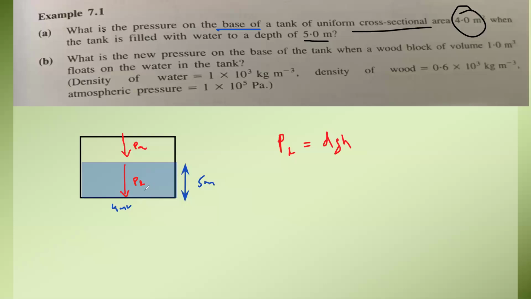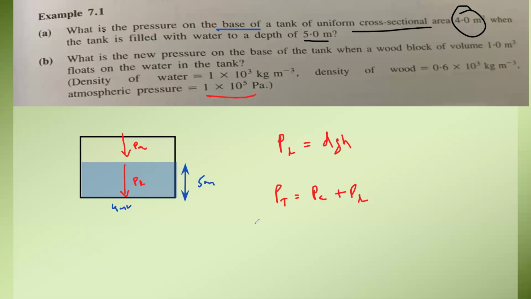So what will be the total pressure? The total pressure at the base of the tank will be equal to the pressure of the atmosphere plus the pressure due to the liquid. If the question was just to calculate the pressure due to the liquid, we'd just use the density, gravity, and depth. But because we need the total, what is the pressure on the base? We have to include the atmospheric pressure.